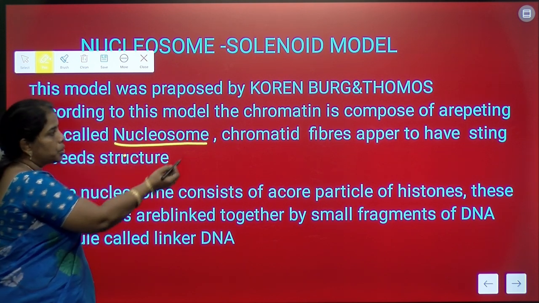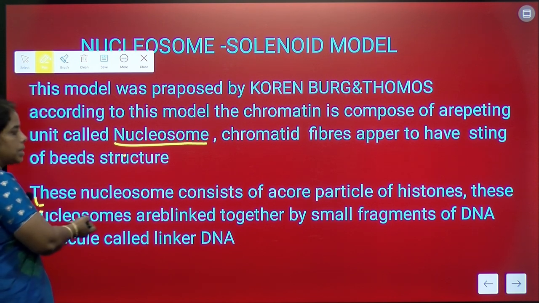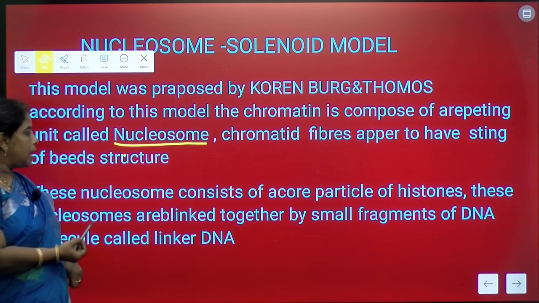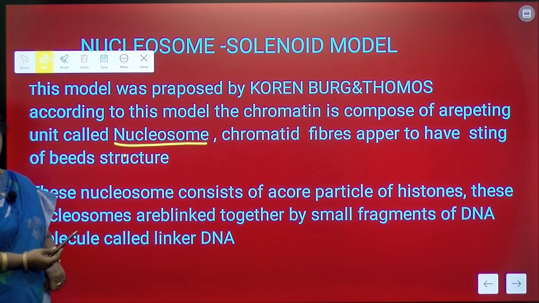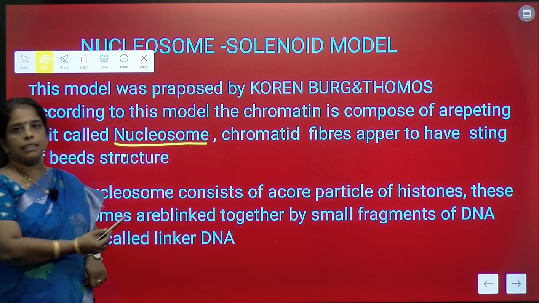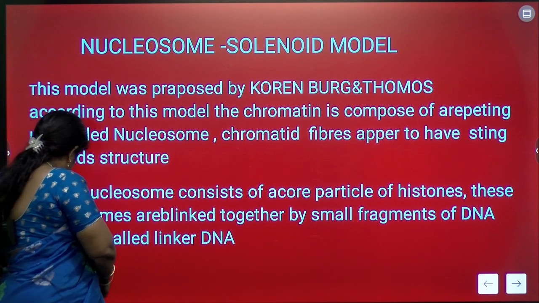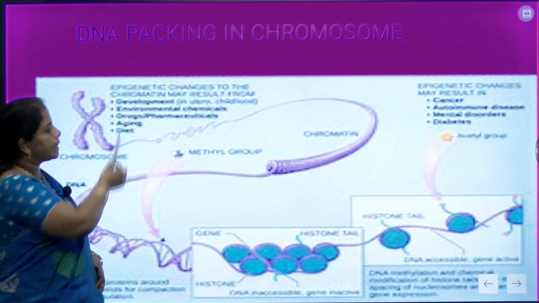Chromatid fibers appear to have a string of bead-like structures. According to the nucleosome or solenoid model, the nucleosomes consist of a core particle of histones. These nucleosomes are linked together by small fragments of DNA, called the linker DNA. With the help of linker DNA, all the nucleosome units are condensed and packed in a particular manner, according to the solenoid model. This picture shows the DNA packing in the chromosome.